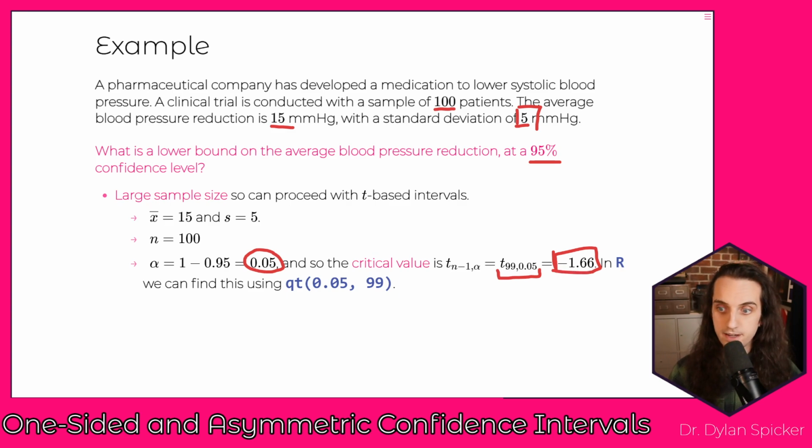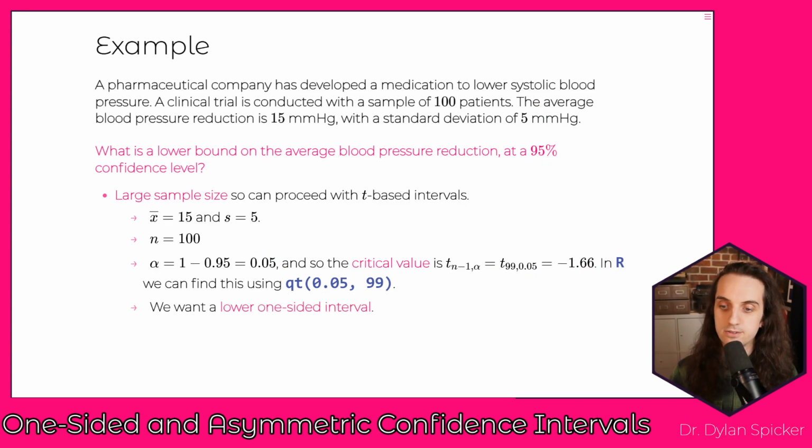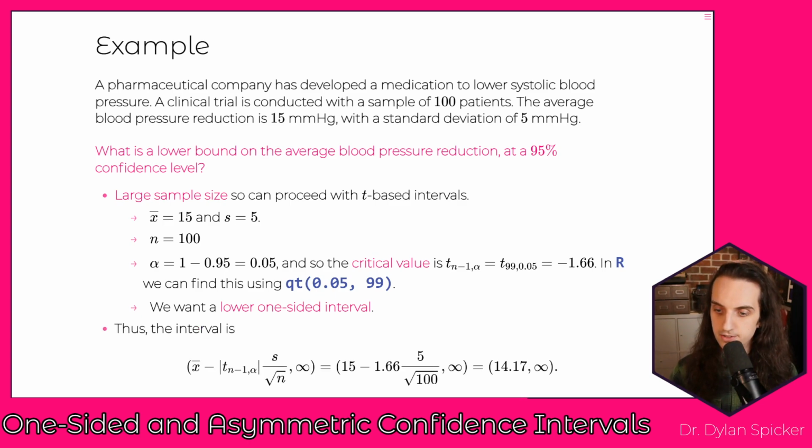Now in R, we can find this using the qt function, where in the qt function, we first pass in alpha, and then we pass in the number of degrees of freedom. And so that's going to be alpha is 0.05, number of degrees of freedom is 99. This is going to give us that negative 1.66. And so with all of this here, we can actually work out the lower one-sided interval here, okay?